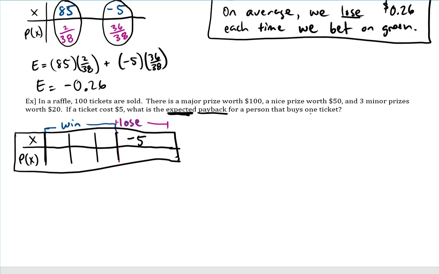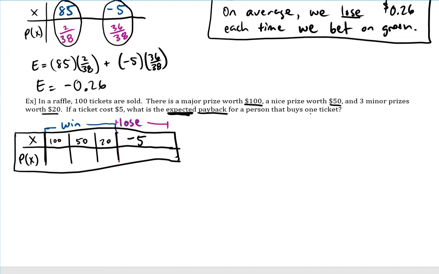And then the probability would be, if 100 tickets are sold and you lose, well, actually, let's think about these other ones before we get to it. Let's come back to the probability. Sorry. Let's get these other winnings involved. We have a major prize worth $100, so there's the major. A nice prize worth $50, so there's the 50. And then 3 minor prizes worth $20. So it's one of these 3 outcomes.